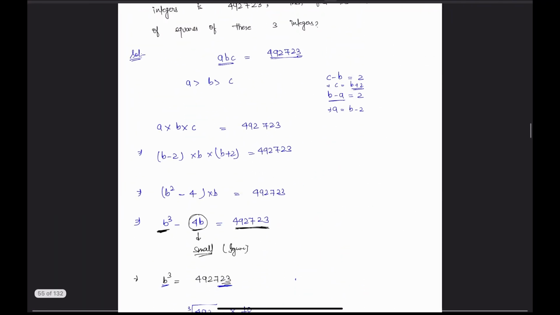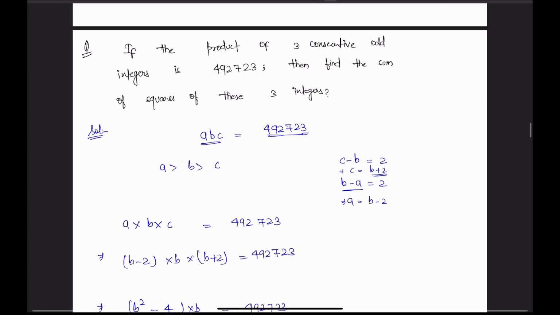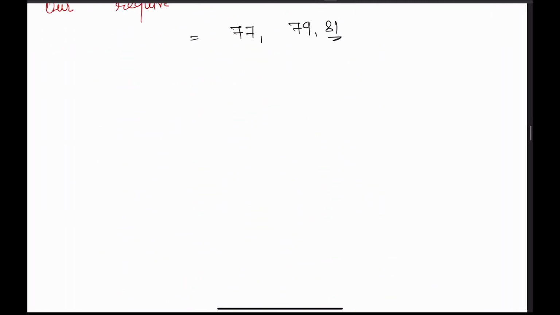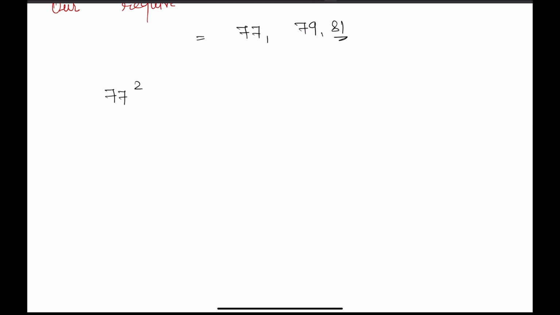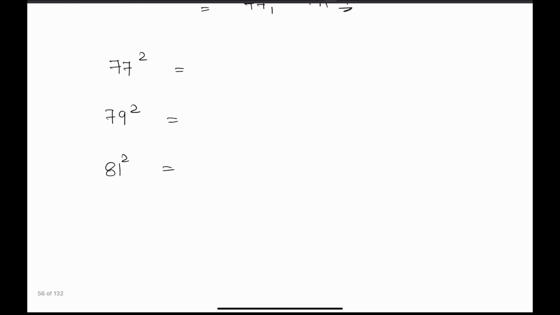Okay, but the question is asking something different. Find the sum of squares of all these three integers. So first of all is squares: 77 square, 79 square, and then 81 square. So 77 square will be 23. So 529. 23 removed, 23, 74, 54, 54, or we can do like this also in this type of question if it's difficult.